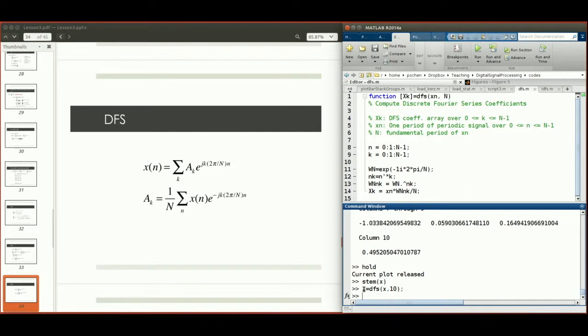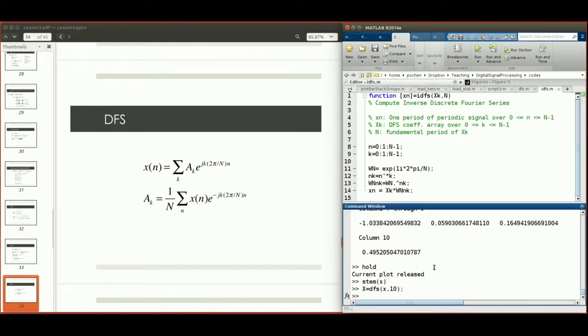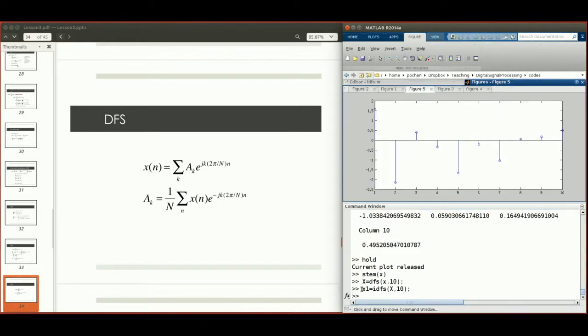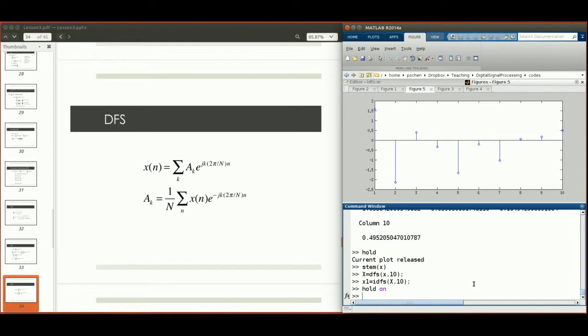Right. Before we look at the coefficients, let's just do an inverse transform. Let's just do an IDFS of the coefficients and see if we can actually recover the input signal. Let's call x1 equals IDFS of big X, again 10, right? And then let's compare x1 with x. Let's hold on to the old plot, and then let's just do a stem of real x1.